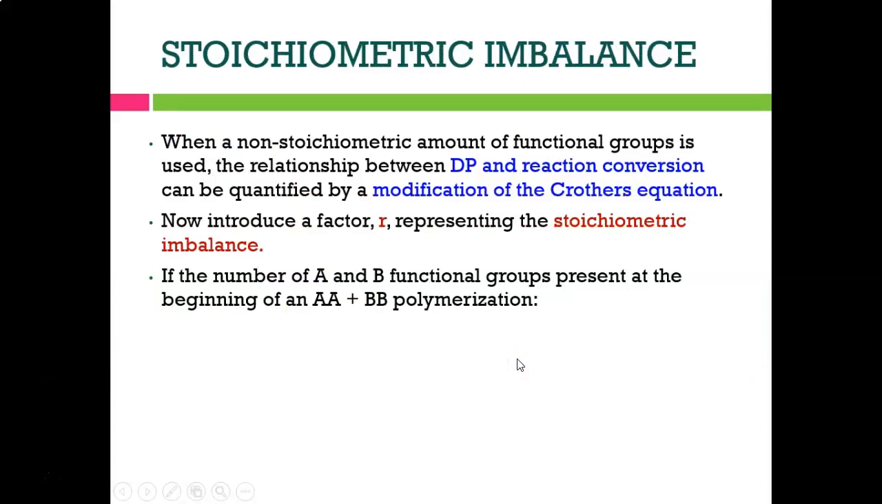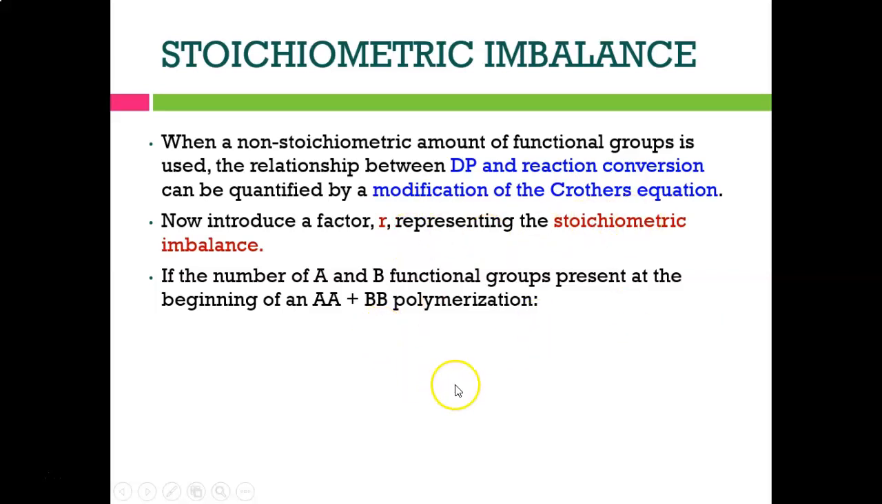Alright, now we proceed with the stoichiometric imbalance. When a non-stoichiometric amount of functional group is used, the relationship between the degree of polymerization and the reaction conversion, P, can be quantified by a modification of the Carothers equation. Now we introduce a factor R representing the stoichiometric imbalance. So R is the stoichiometric imbalance.